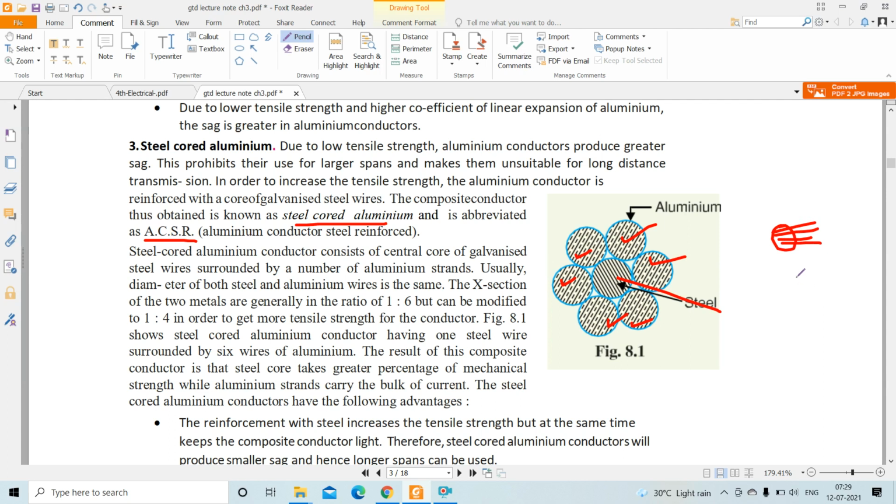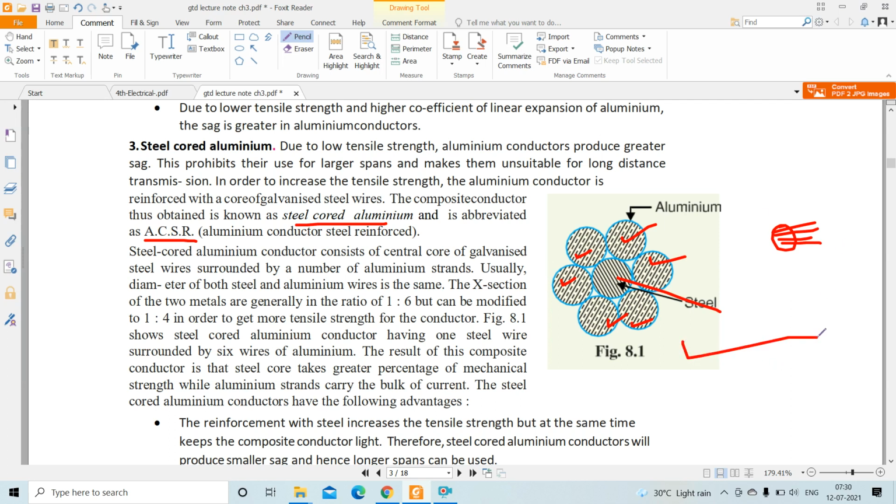Okay, so usually the diameter of both steel and aluminum wires is the same. The cross section of the two metals are generally in the ratio of 1:6, but can be modified to 1:4 also, in order to get more tensile strength for the conductor. Okay, so in this figure there is one steel cored aluminum conductor having one steel wire surrounded by 6 wires of aluminum.